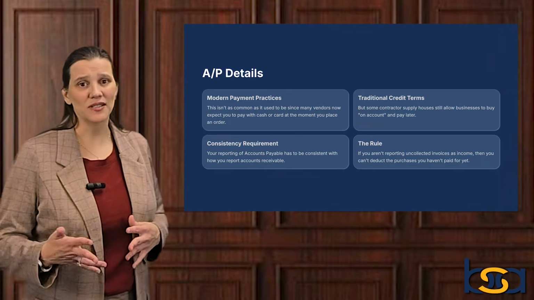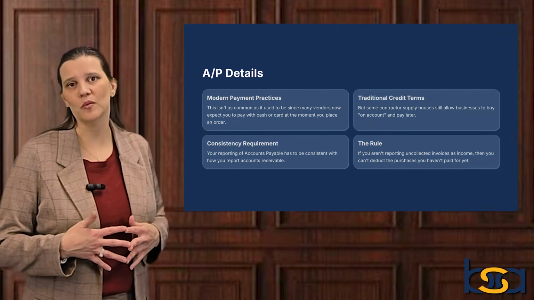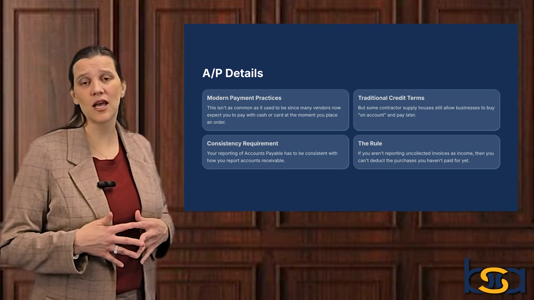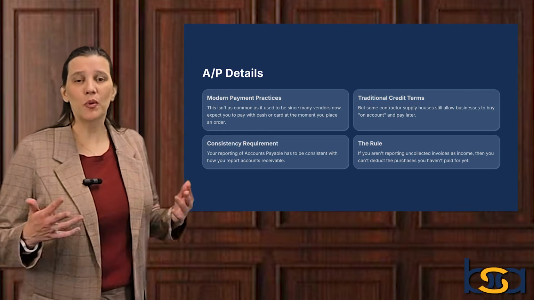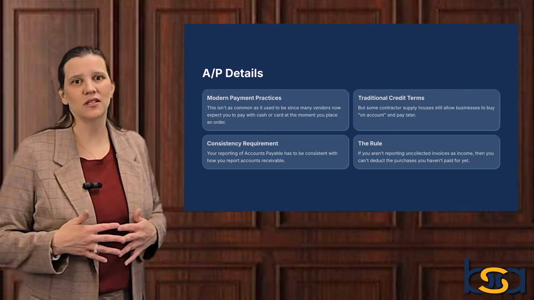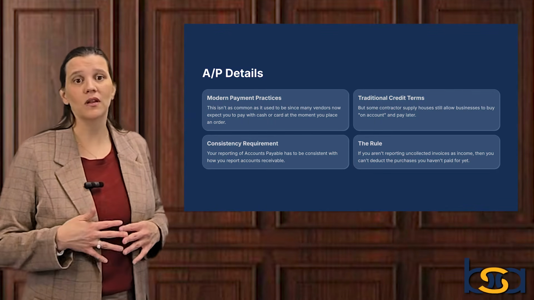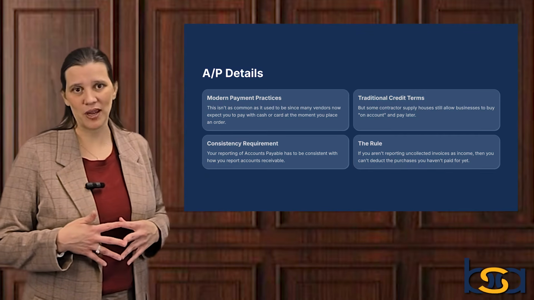This isn't as common as it used to be, since many vendors now expect you to pay with cash or a card at the moment you place your order, but some contractor supply houses still allow businesses to buy on account and pay later. Your reporting of accounts payable has to be consistent with how you report your accounts receivable. If you aren't reporting uncollected invoices as income, then you can't deduct the purchases that you haven't paid for yet.